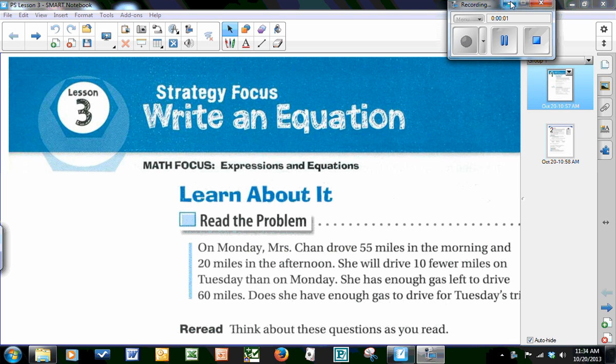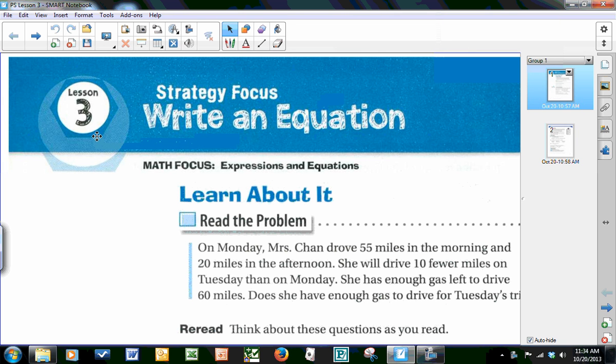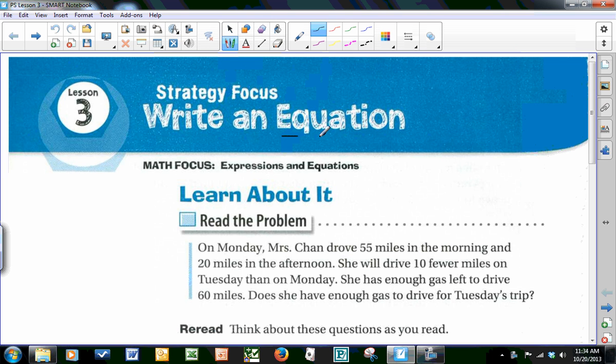Welcome to problem solving lesson number 3. Our strategy focus today is to write an equation. That's how we're going to solve our word problems, writing an equation. And if you're in my classroom, you know we have a power pick for equation, and it means that it is a number sentence with an equal sign to show that quantities are equal.